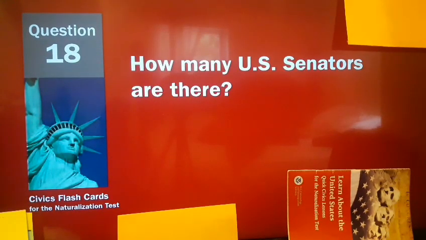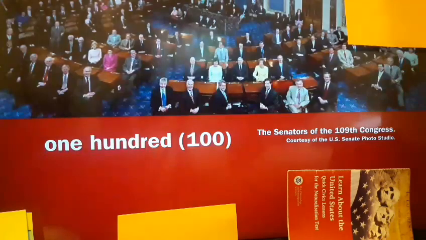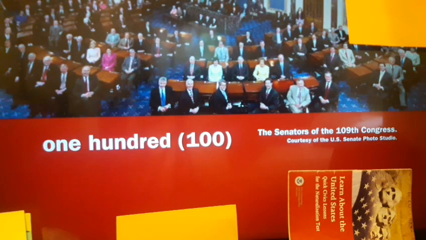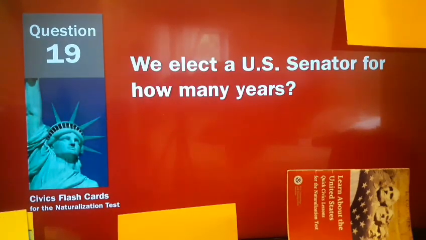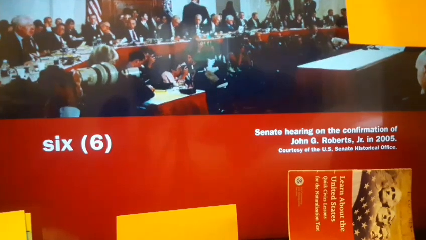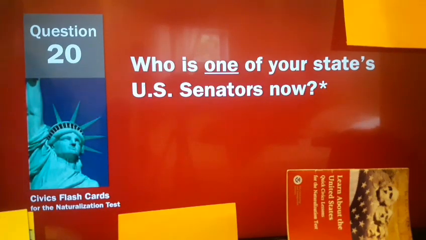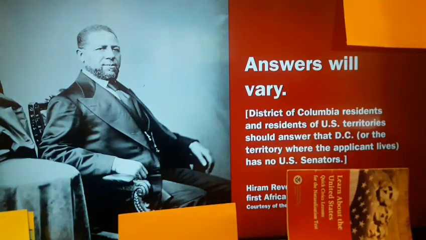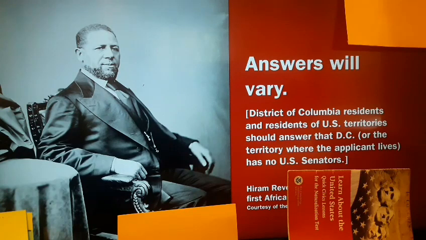How many U.S. senators are there? 100. We elect a U.S. senator for how many years? 6. Who is one of your state's U.S. senators now? Answers will vary. District of Columbia residents and residents of U.S. territories should answer that D.C., or the territory where the applicant lives, has no U.S. senators.